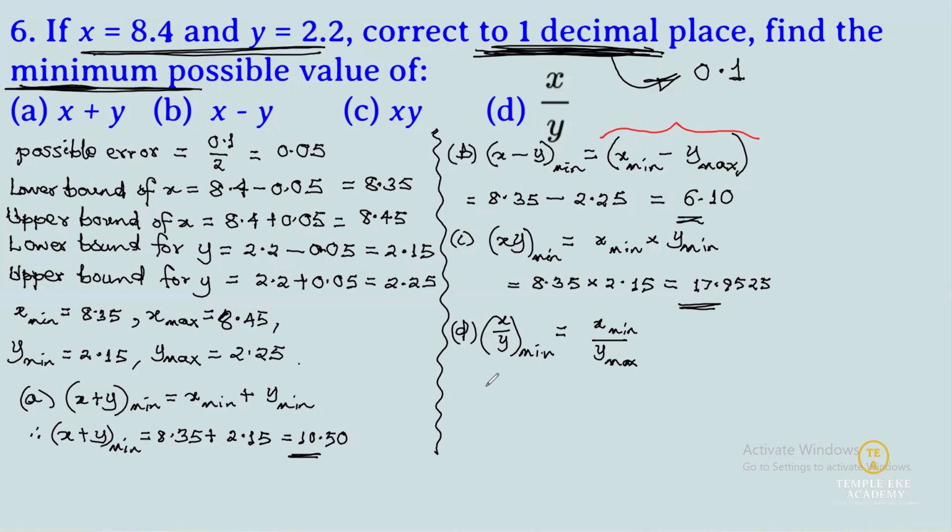By substituting values, therefore, this is going to be the minimum value of X, let's pick it up, and that is 8.35, divided by the maximum value of Y, which is 2.25. And by putting this in the calculator, we'll get 3.71. With an electronic calculator, you can easily do that. Our final answer. Very simple. So this is how we solve such a question.